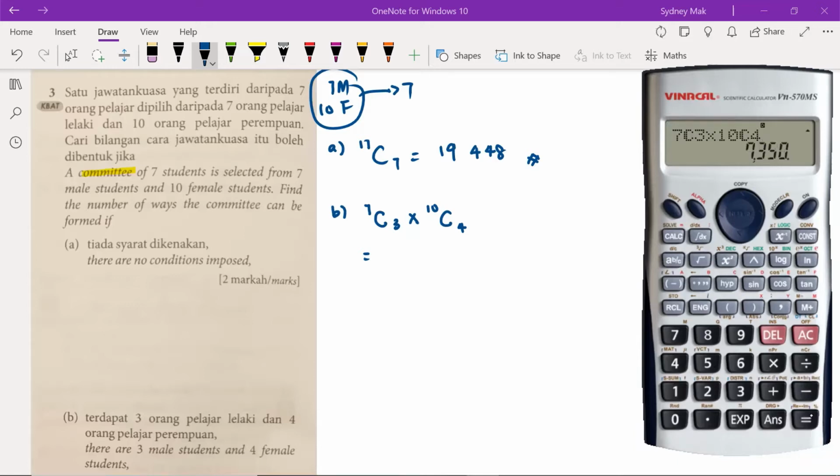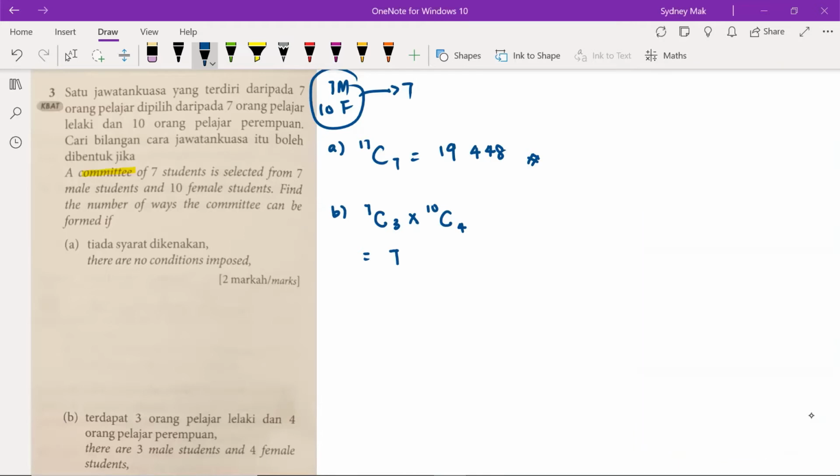Okay, so we have 7,350 ways to choose the committee members. Next, part C.